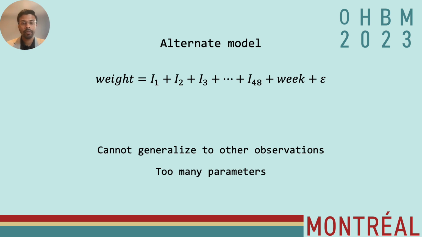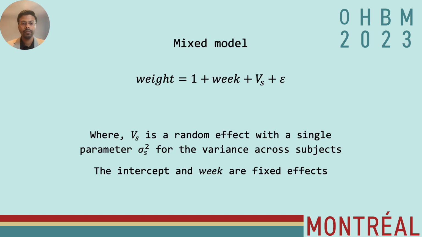So, one could fit an alternate model, in which case we can have an intercept for every single observation. In this particular case, 48 observations, or 48 indicator variables, and then the week and the error term. But this is not really a good idea because there are too many parameters and this model cannot generalize to other observations. The same model could be reformulated in the context of a mixed model where we have the fixed effects, in this particular case the intercept and the week, and the random effect, which is characterized by the V_S term here. This will have a single parameter, the sigma squared S, which indicates the variance across the subjects. So in this particular case, we have two fixed effects and one random effect.